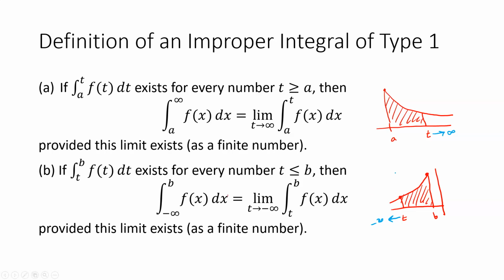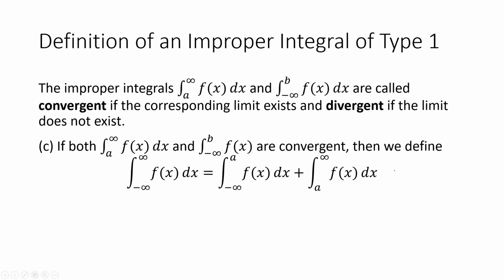And then putting these two together, we can form the integral from negative infinity to positive infinity. That would be basically integrating over the entire real number line. We've defined that as the integral from negative infinity to a plus the integral from a to infinity. The a in this case here is chosen arbitrarily, so this a essentially can be any value.